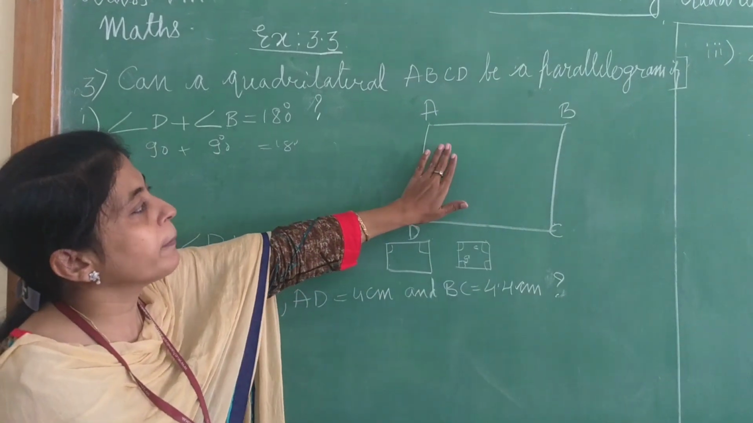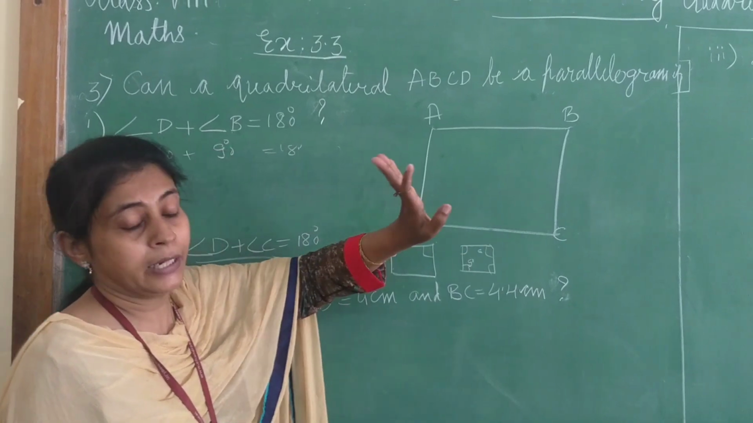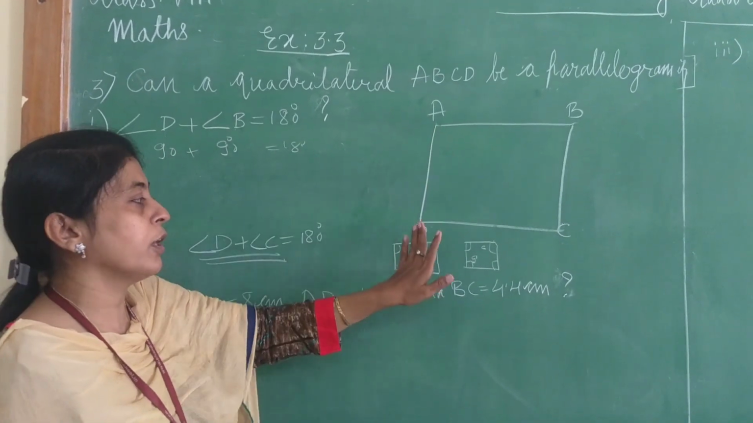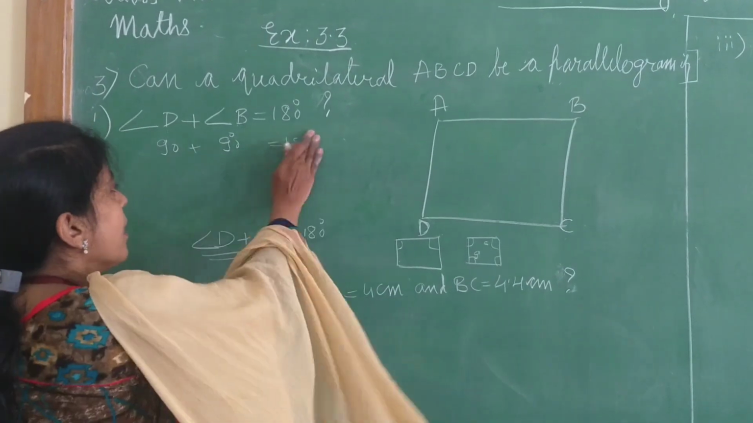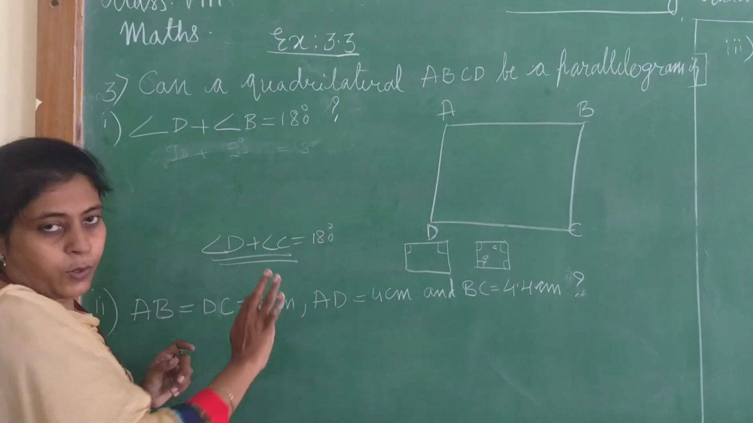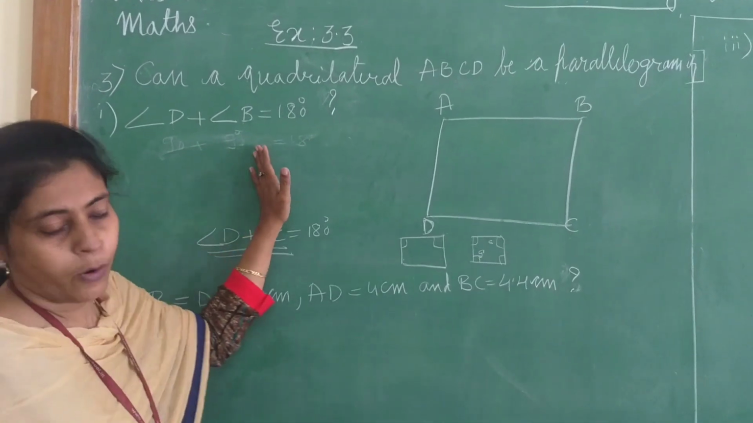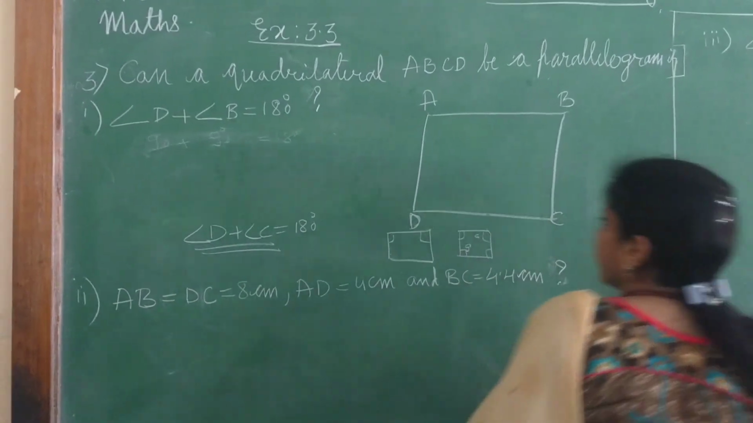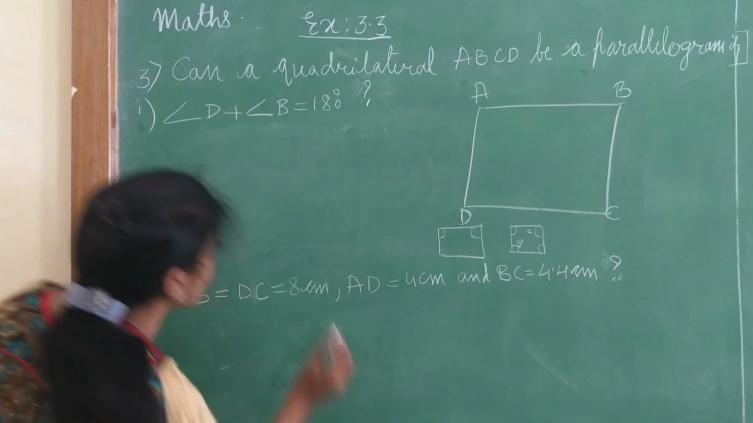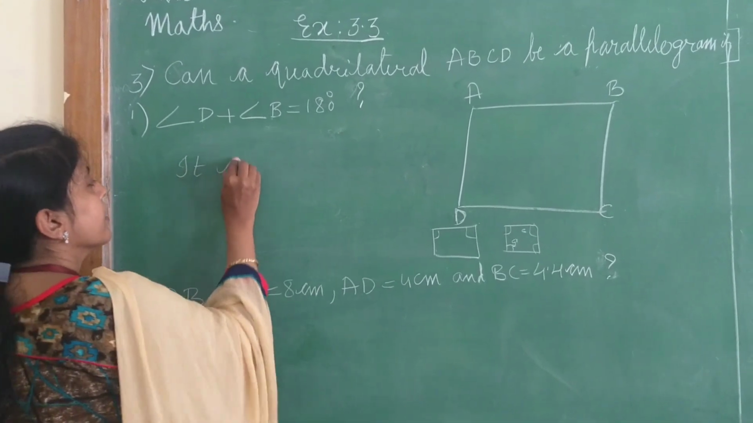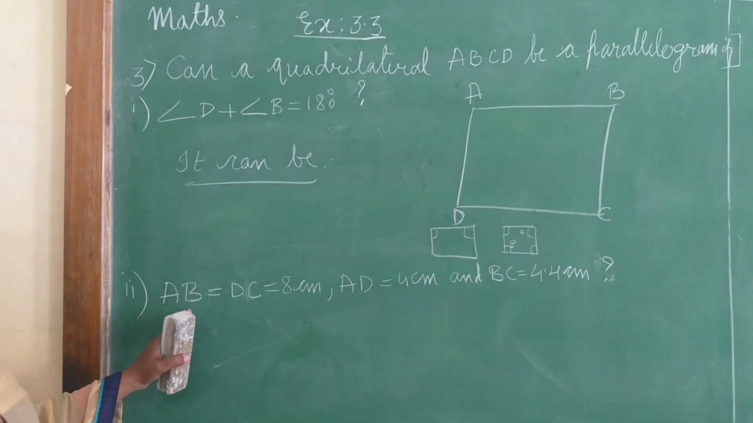Generally, if we go with the parallelogram, opposite angles are equal, but they are not supplementary. So not necessarily supplementary. So it can be, but not necessary in this case. Only if it is a rectangle, it is possible. Otherwise, if we go with just a parallelogram, it is not possible. So what we can write is it can be, but not necessary. So let us see the next one.